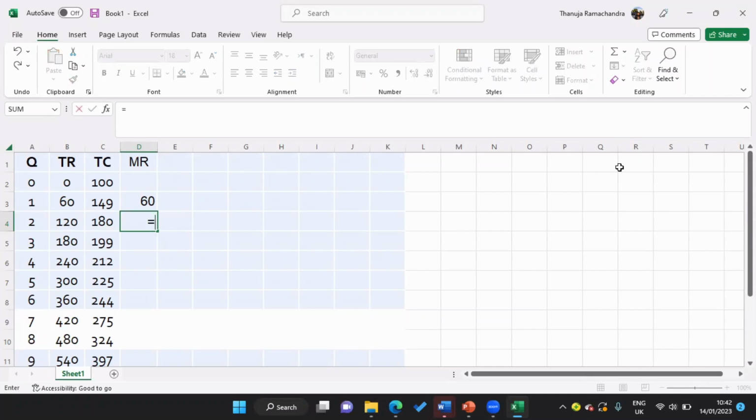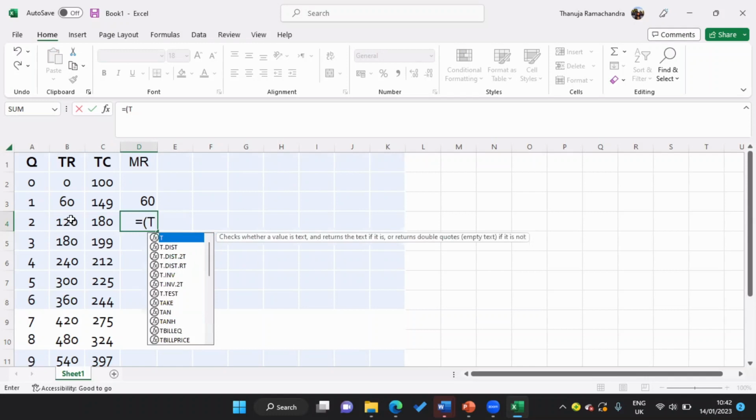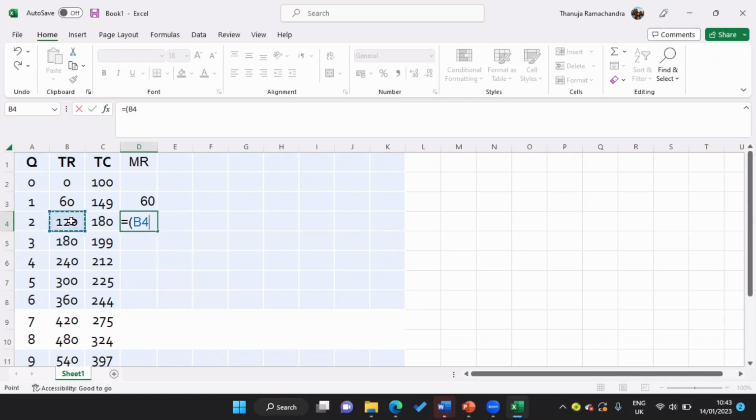How much is the additional revenue? 160 minus 60. Madam, can't we put the equation for this? That is the one I'm saying, no? It's delta TR, right? So the equation is TR2 minus TR1. Or else, can I put it like this? This is the new revenue for the new level of production. The previous one is this one, right? Change in the revenue, right? So that's B4 minus B3, okay?